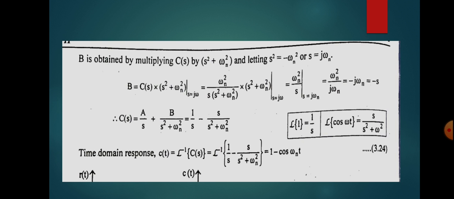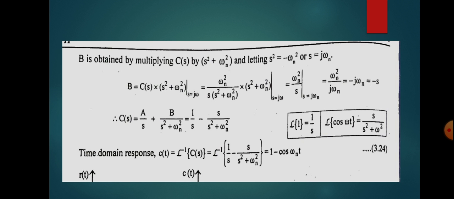So we can write C(s) by substituting the value of A and B. So we will get C(s) is equal to A by s plus B by s square plus omega n square, that equals 1 by s minus s divided by s square plus omega n square. We know that Laplace transform of 1 equal to 1 by s, and also Laplace transform of cos omega t equal to s by s square plus omega square, and here the inverse Laplace transform will be giving cos omega n t.